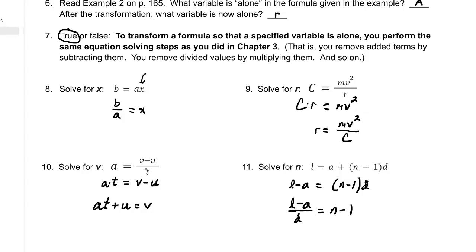Now, one more step, the letter n will be alone. Can you figure out what you need to do? How do you get rid of that minus 1? You add 1. So L minus A divided by d plus 1 is equal to n. We've rearranged the equation so that the variable n is alone.